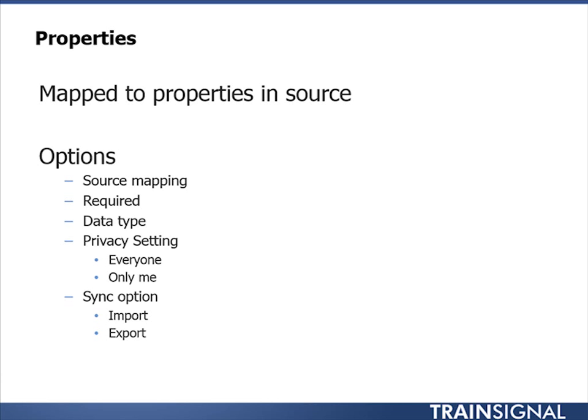And then down at the bottom of the property page, you're going to notice that we've got our sync option. And our sync option can be set to either import or export. There is no two-way syncing. Import simply means that whatever's inside of our source, say Active Directory, would always overwrite what's inside the user profile. Export means that whatever's inside of the user profile would overwrite whatever's inside of Active Directory or whatever our source happened to be.